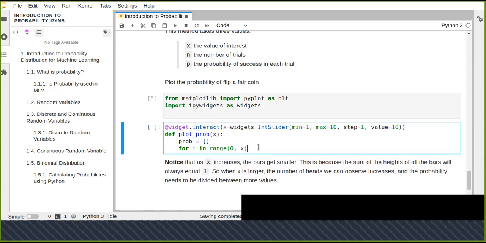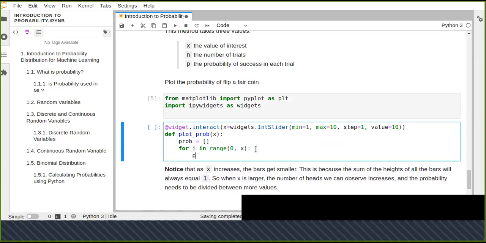When you flip, then prob.append the probability from sct.binom.pmf. Then we pass i as the number of heads that we want to count, and x is the number of experiments, the number of trials, and 0.5 is the probability of success.